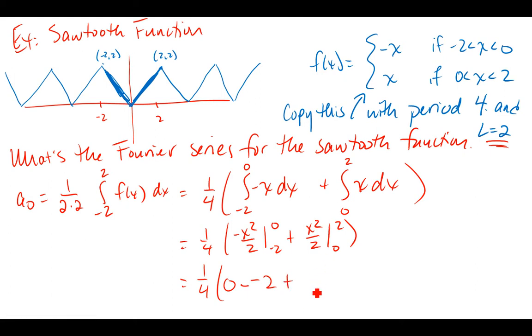And on this side, when I plug in 2, I get 4 divided by 2 is 2, minus 0. So I think that looks like 2 plus 2, also known as 4, and then 1/4 gives you a big 1. Okay, so we've figured out that A0 is 1. So in this expansion, we at least know that the numerical piece, the thing that doesn't have sines and cosines, is just 1. Okay, great.